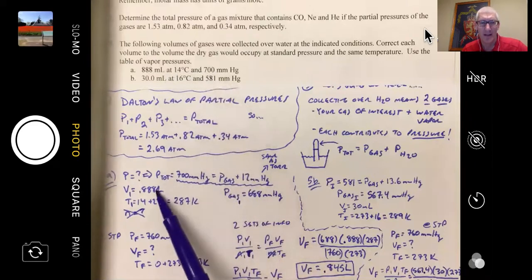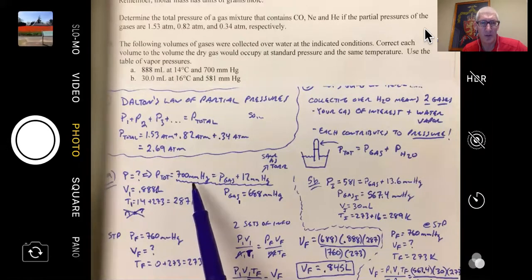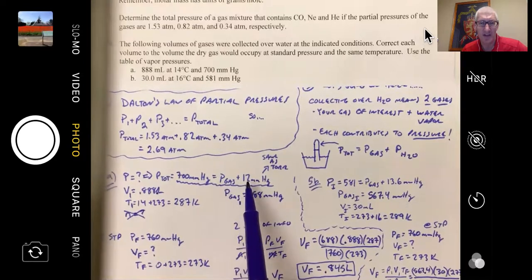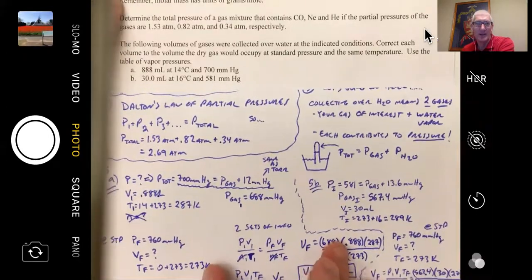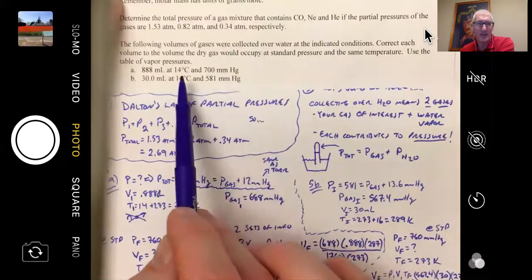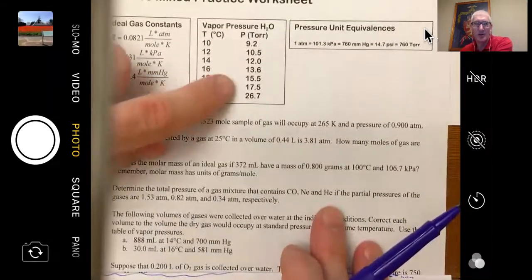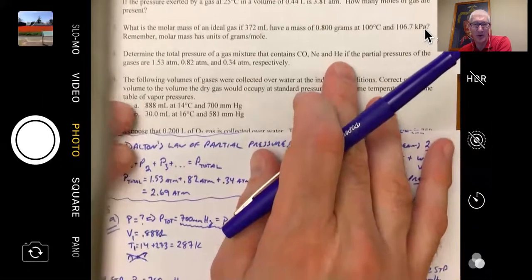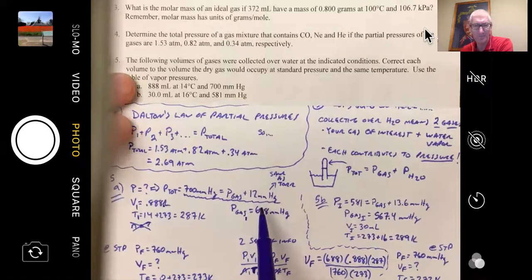So in part A, we went ahead and said, okay, if the pressure is 700 millimeters of mercury, and I want to know the pressure of the gas, I've got to subtract out this 12 millimeters of mercury. Understand where that comes from. This is at 14 degrees Celsius for part A. So if it's 14 degrees Celsius, the partial pressure is 12. So that's where that number comes from. And I think that's what makes these sort of the trickiest problems on the page. So that's where I get this 12 from.